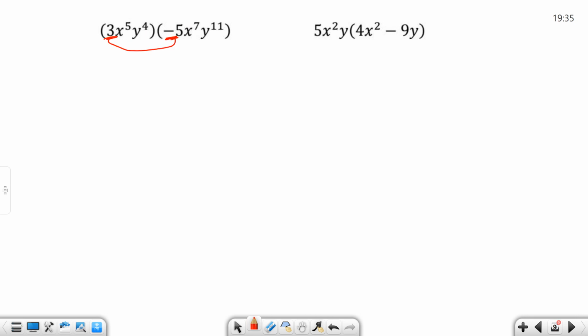The 3 times the negative 5 gives you what? Negative 15. Then you take the x to the 5th times the x to the 7th. Like bases, you do x to the 5 plus 7, and you get what? X to the 12th. And then y to the 4th times y to the 11th. Again, you add the powers because it's like bases, and y to the 4 plus 11 is 15. So negative 15, x to the 12th, y to the 15th. And that's your final answer.